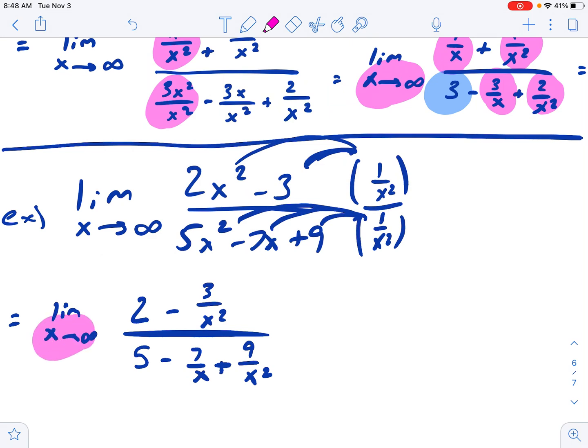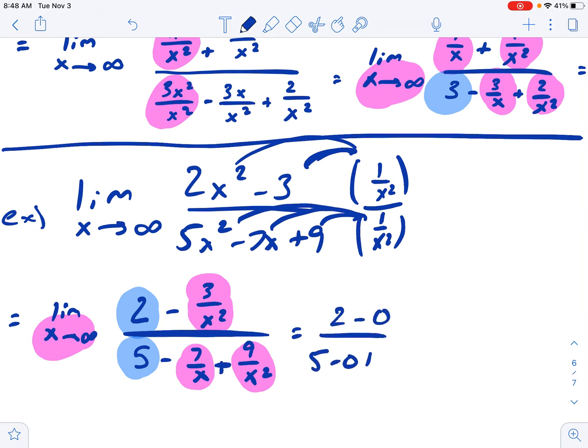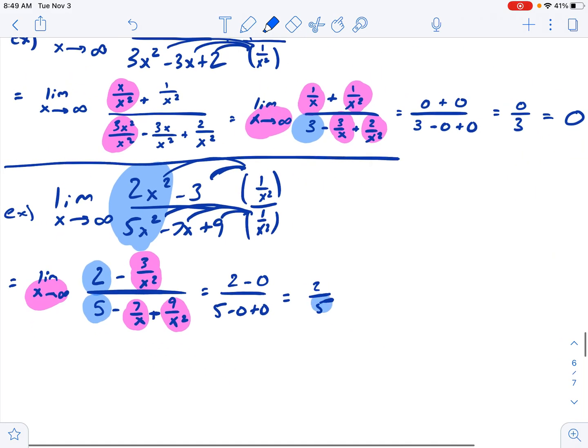Again, we're looking at what happens as x goes to infinity. All of these little fractions where x is only in the denominator, each of those approaches 0. These constants with no x stay. So this limit equals 2 minus 0 over 5 minus 0 plus 0, or in other words, 2/5, which again may be something you knew right away, which is good. We're going to summarize in just a moment.